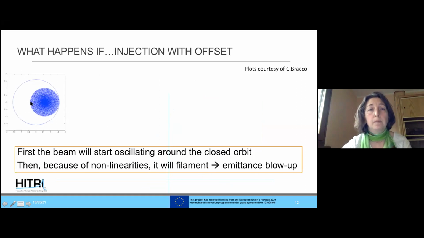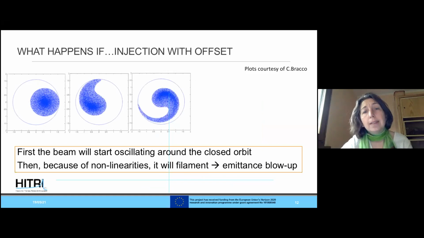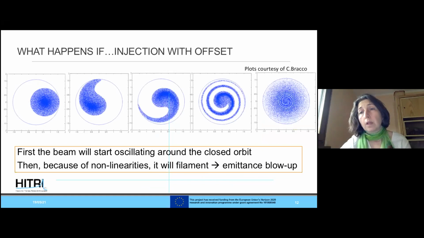So what happens? First of all, it will start oscillating, but then, because of nonlinearity, it will start filamenting. So after a few turns, you will have such a situation, and then this, and even worse and worse. So you see, you have started with such a nice and very dense, bright, we call it bright beam, slightly offset, and you end up with a much less dense beam. So this emittance has a very large beam size. It has been blown up.